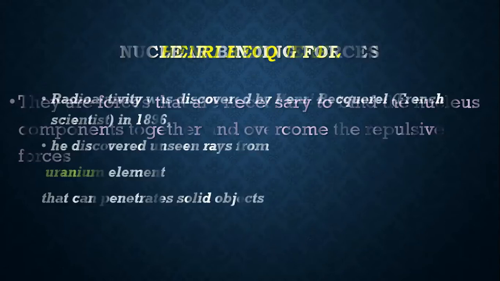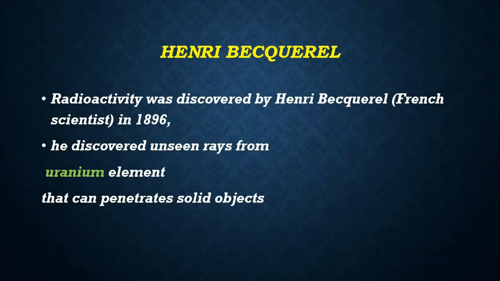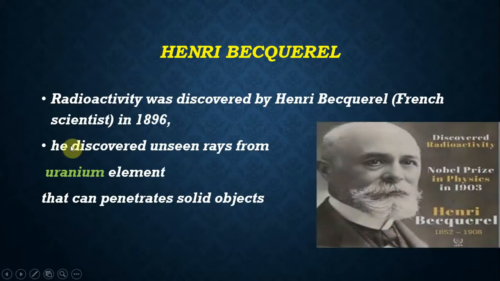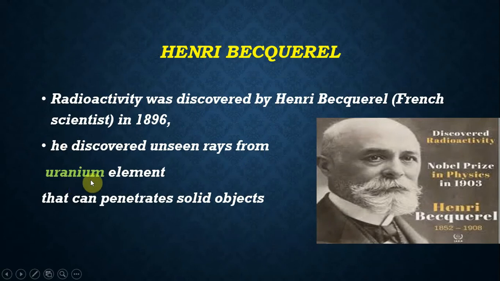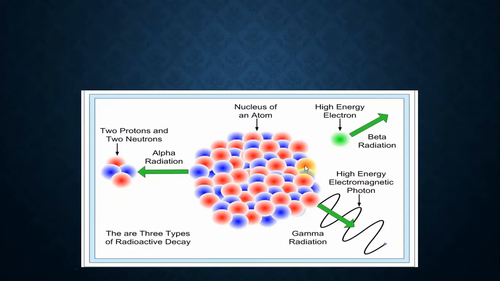Okay, in 1896, Henri Becquerel discovered unseen rays from uranium, and by the way, uranium is a radioactive element, and these rays can penetrate solid objects. Here is the nucleus of the radioactive elements. It contains a large number of neutrons, more than the number required for its stability. So the nucleus of the radioactive elements starts to emit radiations. These radiations are alpha, beta, and gamma radiations.